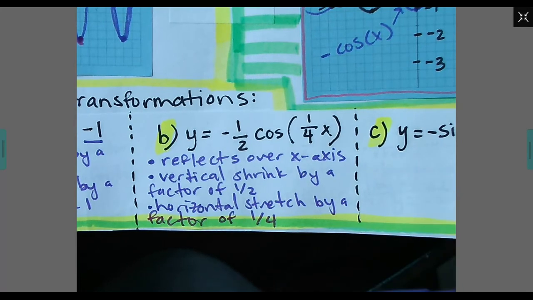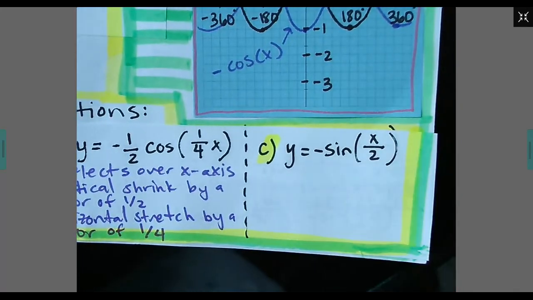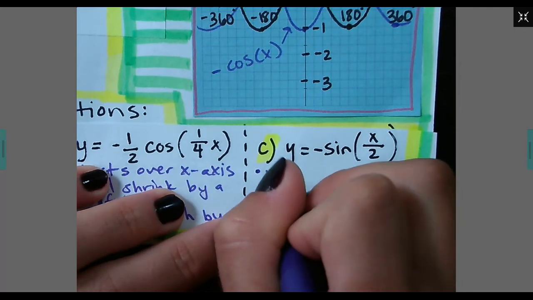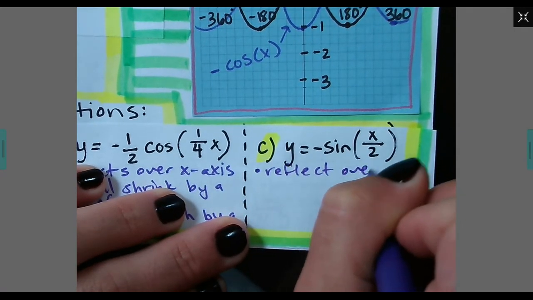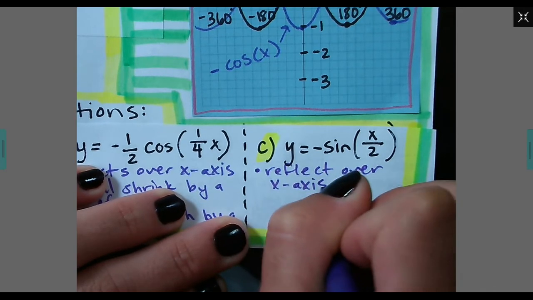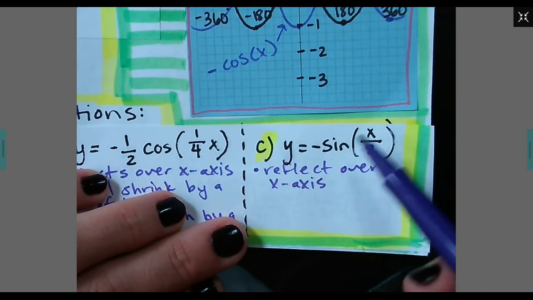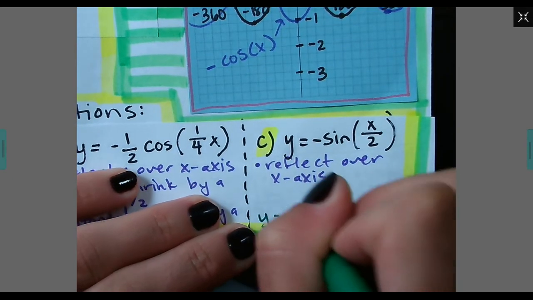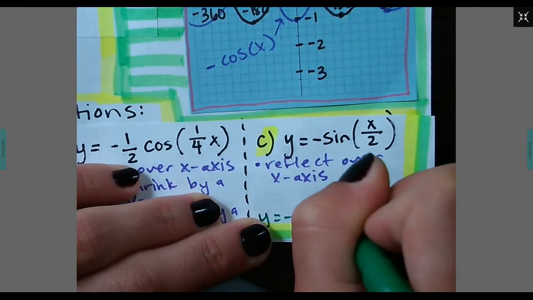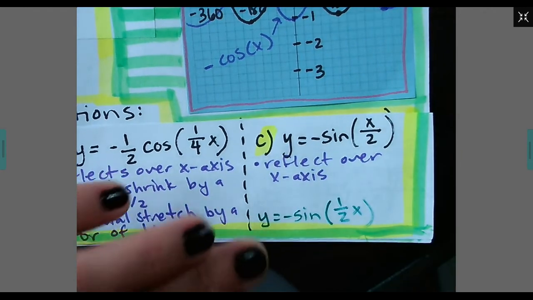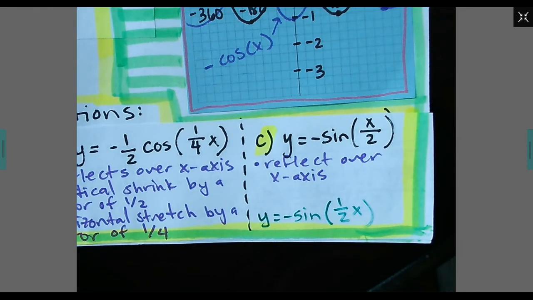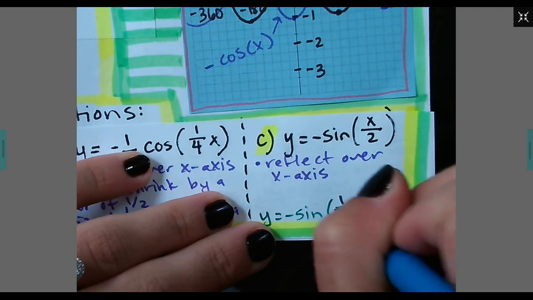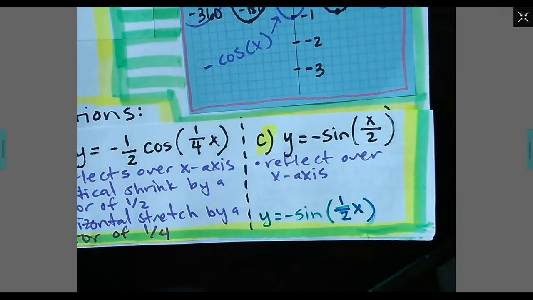Okay, and now we're going to do our last example here. First thing, there's a negative in front, so we're going to reflect over the x-axis. And then we have this x over 2 here, okay? But what I want to do is actually rewrite this. So x over 2 is really the same as y equals negative sine of 1/2 x. Okay, so this 1/2 x is really what we're going to be comparing it to, because 1/2 times x is the same as x over 2.